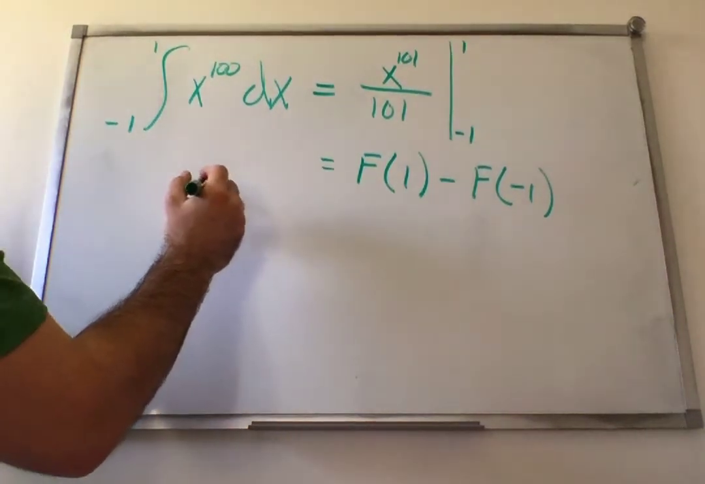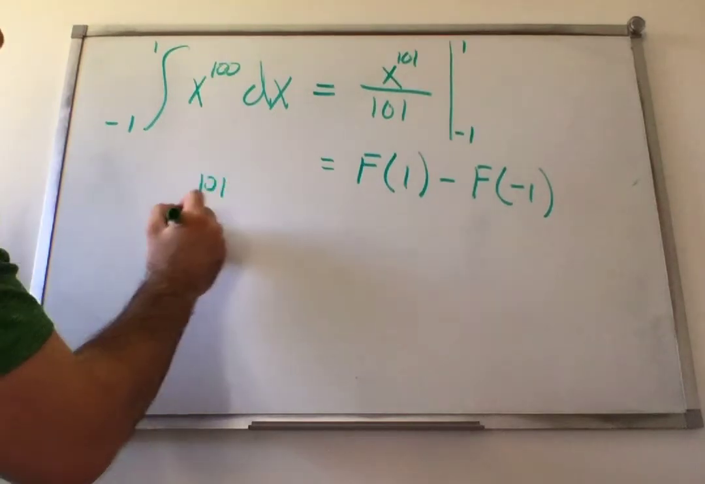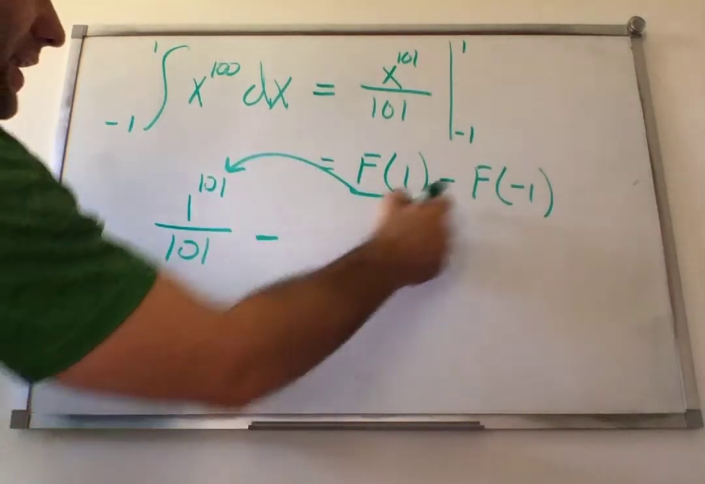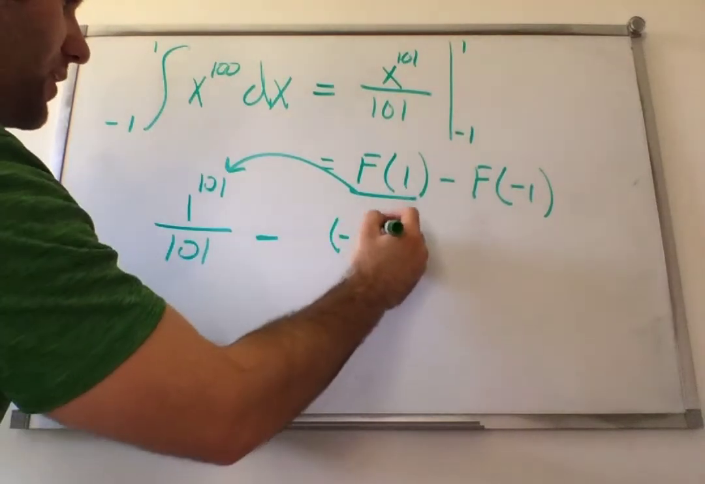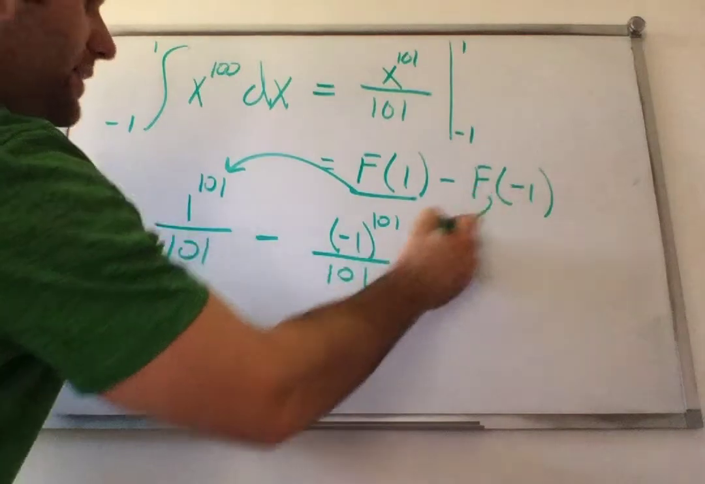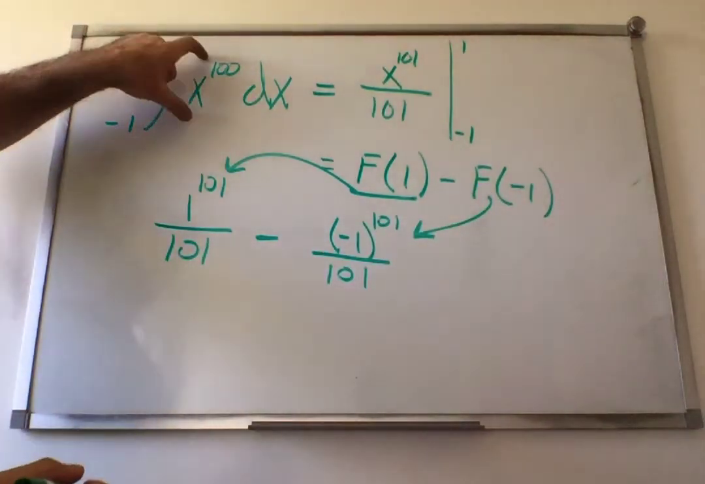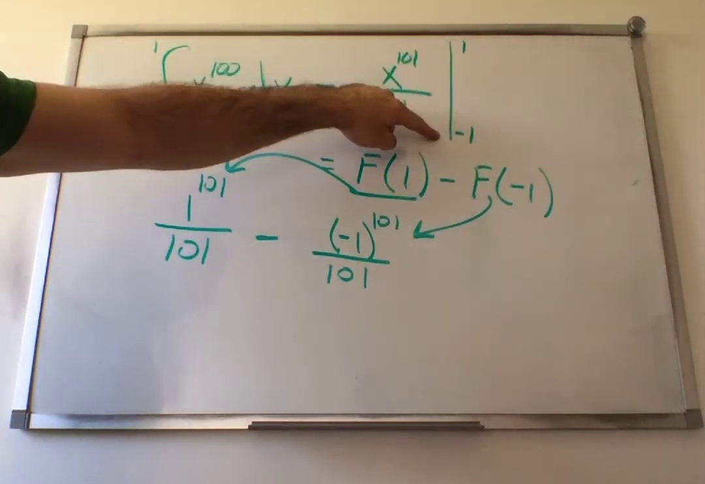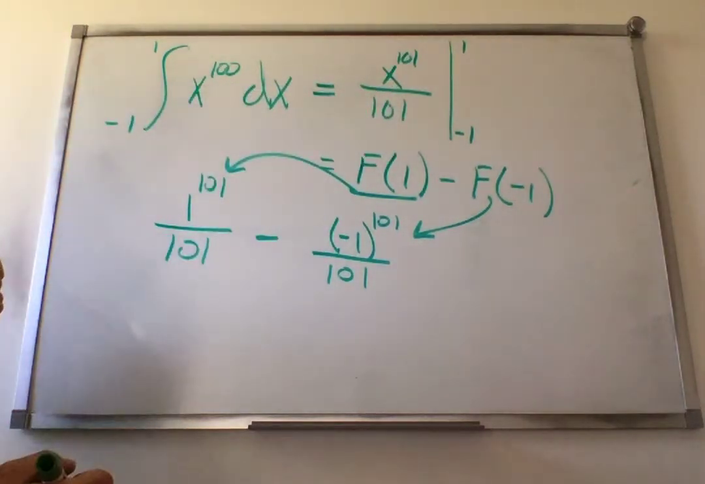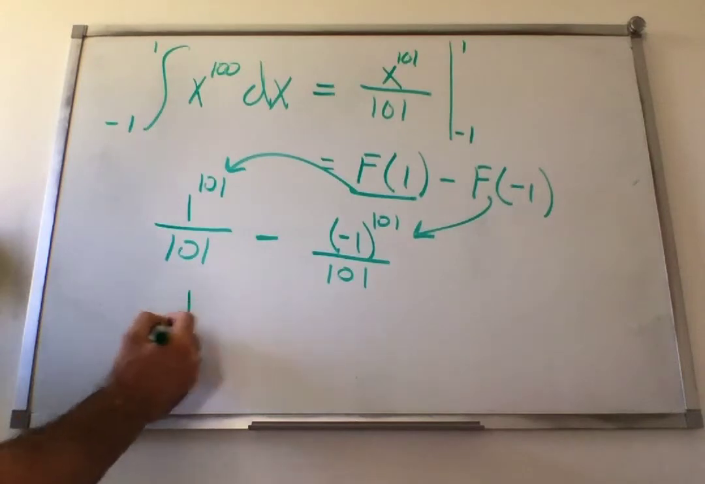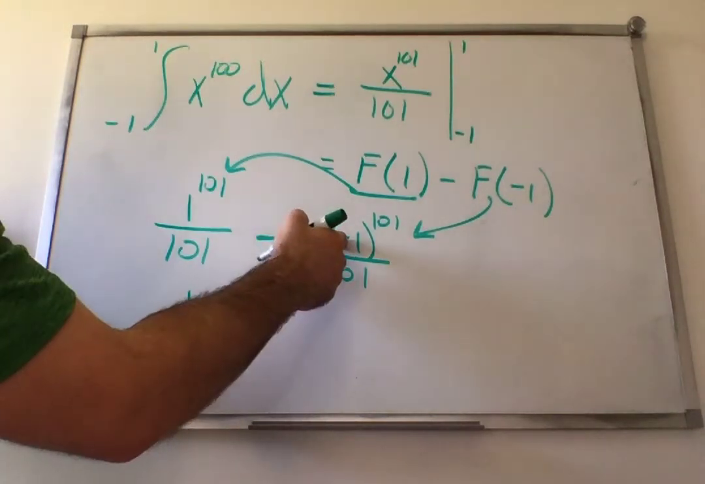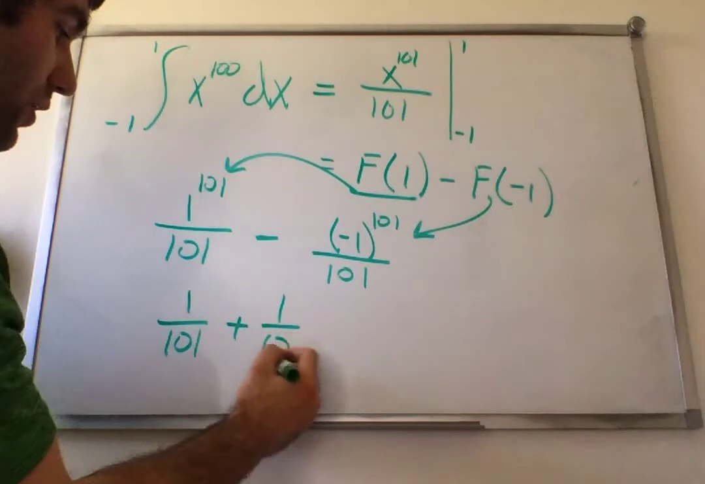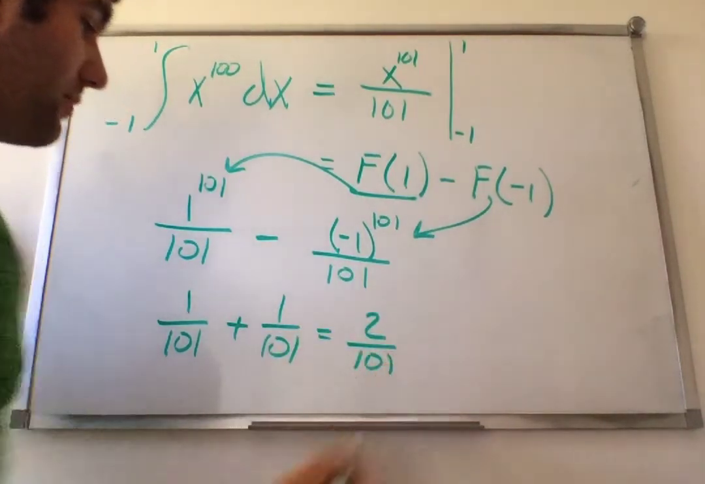Okay, so, 1 to the 101 power divided by 101. That's this piece right here. Minus negative 1 to the 101 divided by 101. That's that piece right there. So all I did was find the antiderivative, plug in the upper endpoint, plug in the lower endpoint, and subtract them. Well, this 1 to the 101 power is just 1, so I get 1 over 101. Negative 1 to the 101 power is negative 1. So I'm going to have a negative and a negative. It's a positive 1 over 101. So the answer here is 2 over 101.